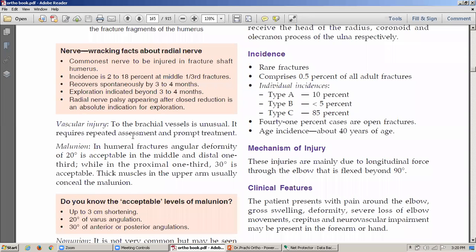Vascular injury to the brachial vessels is unusual, and it requires repeated assessment and prompt treatment. Then malunion. In malunion of humeral fractures, angular deformity of 20 degrees is acceptable in the middle and distal one-third, while in the proximal one-third, 30 degrees is acceptable. The thick muscles in the upper arm usually conceal the malunion.